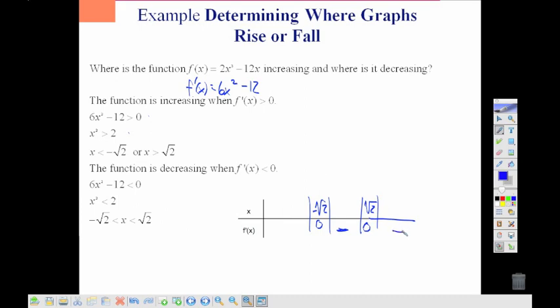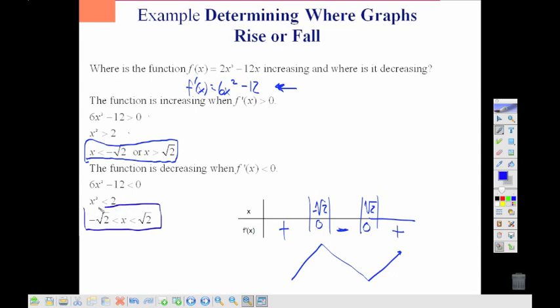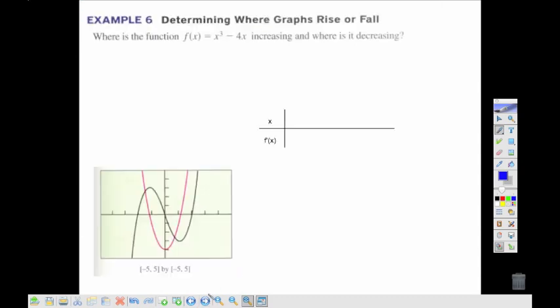If I plug in anything either greater than the square root of 2 or less than the negative square root of 2, again plugging them into this function here, then I'm always going to get a positive. This is telling me I'm increasing, I'm decreasing, and I'm increasing on these intervals. Now since it's asking where it's increasing and decreasing, we can give our answers like this. Notice this time they did not use the "or equal to" for those values.